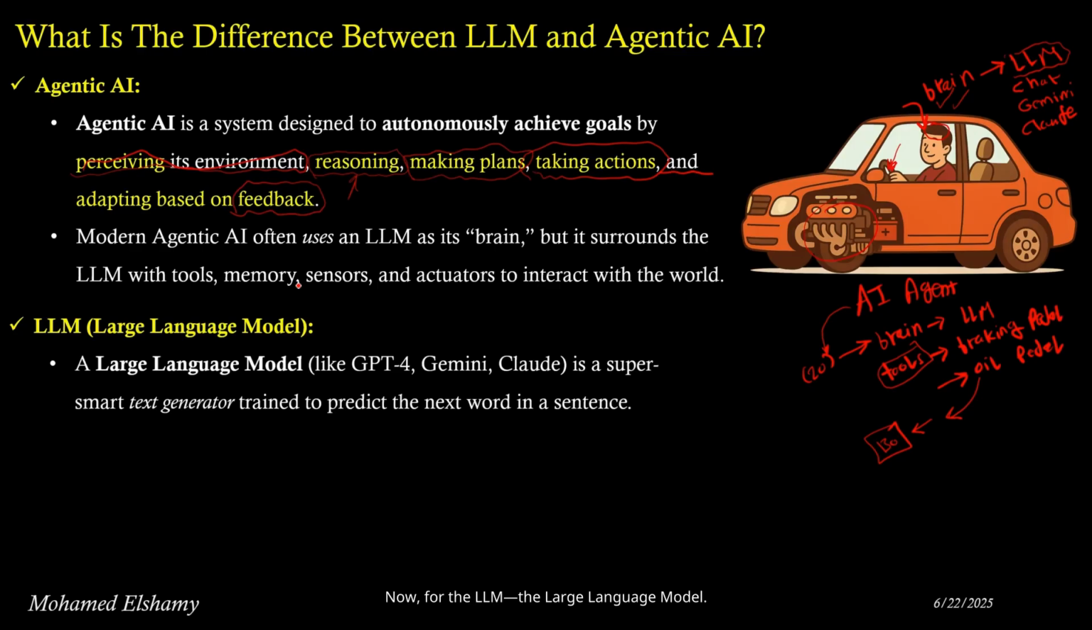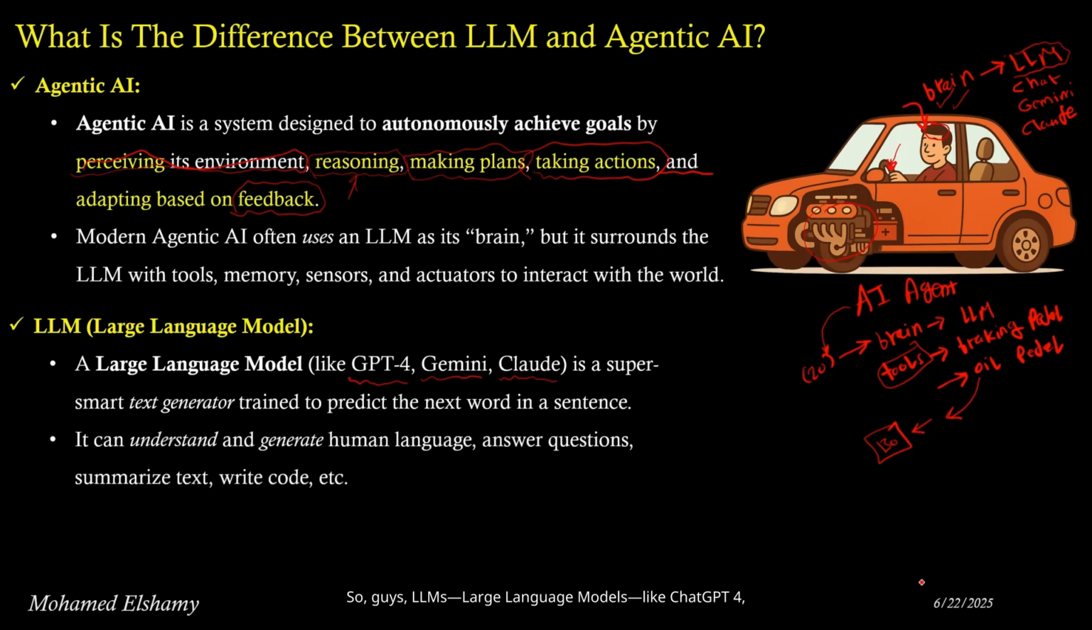Now for the LLM, the large language model. The large language model, guys, like we said, is like ChatGPT. You write to it, for example, asking it to explain something or telling it you want it to do your homework. So what does it do? Basically, it's a text generator trained to predict the next word. ChatGPT, for example, is trained so that if you ask it to do something specific, it's trained to predict how to respond to you. It understands what you say, and then it's trained to predict the words it will use to reply.